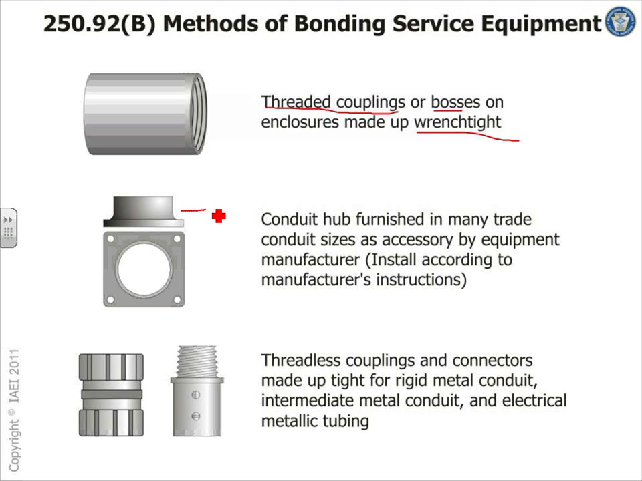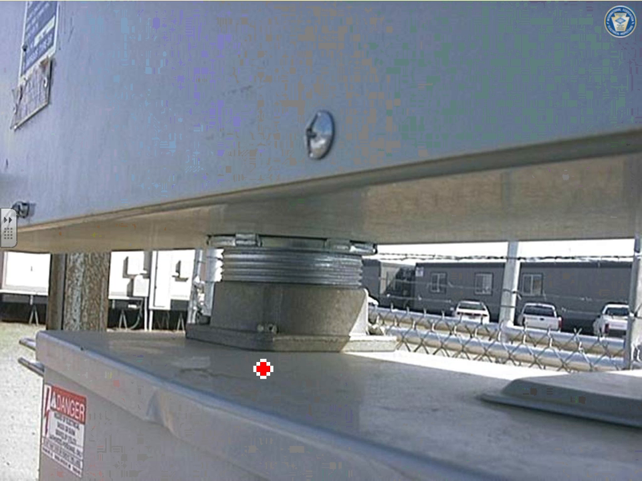The hub, we all know the hub. If you have 100 amp or 200 amp service coming from the top, your service conduit is rigid, tied to the service, to the meter socket, bonded to the meter socket through the hub. Also, threadless couplings and connectors made up tight for rigid metal conduit, intermediate metal conduit, and electrical metallic tubing. These threadless couplings, guys, have to be rated for bonding. So they have to have teeth. As you tighten them, they kind of eat into the box. So I thought these are a couple of alternatives.